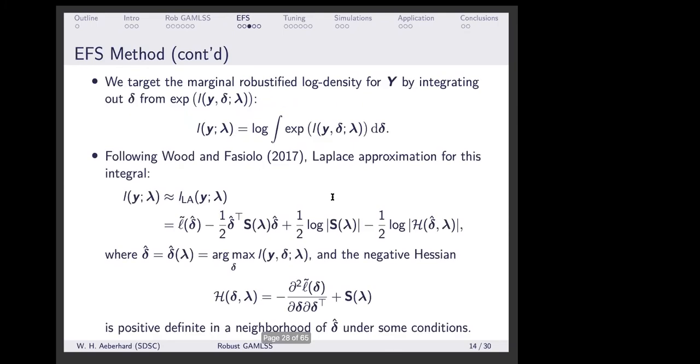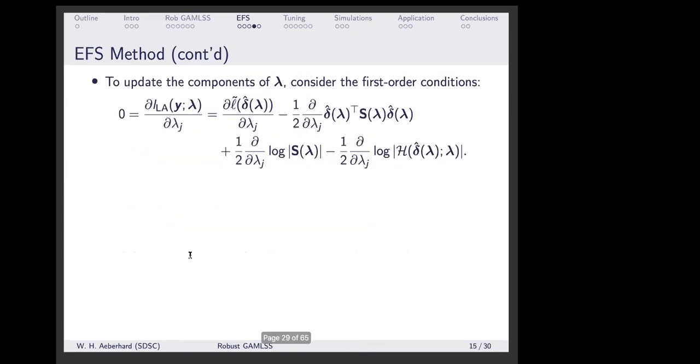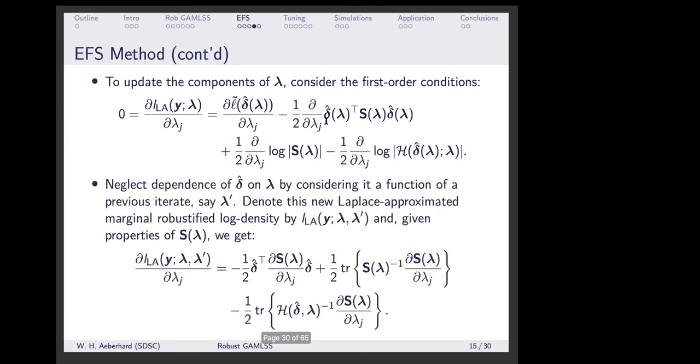Remember, if I just go back one slide, this is the point around which I'm taking my Taylor expansion, but it is computed for a given value of lambda. So there is an implicit dependence on lambda here that should be taken into account. This is not easy to tackle. We need to approximate things a bit further here. And what we're doing here is that we're neglecting the dependence of delta hat on lambda. And the trick here is to cast this first order derivative in an iterative scheme.